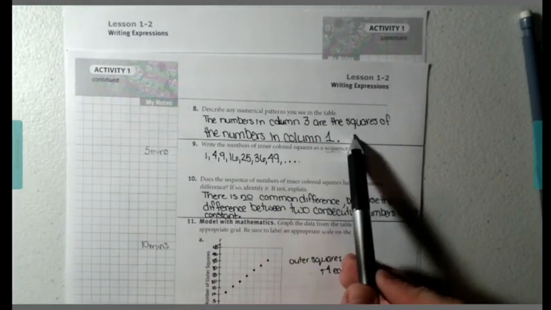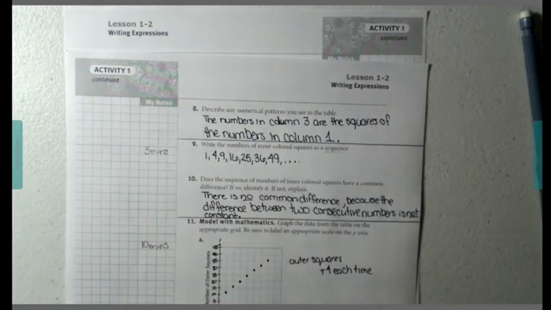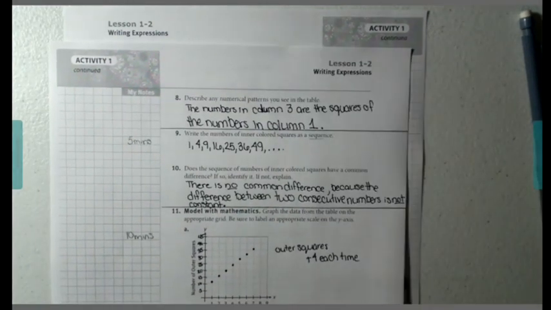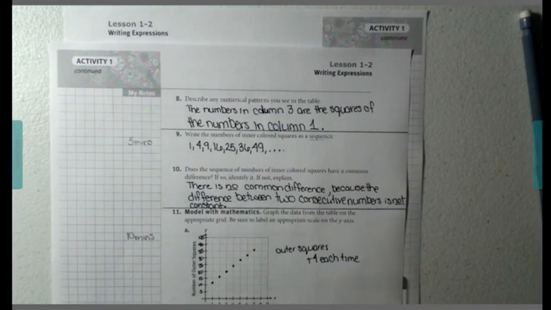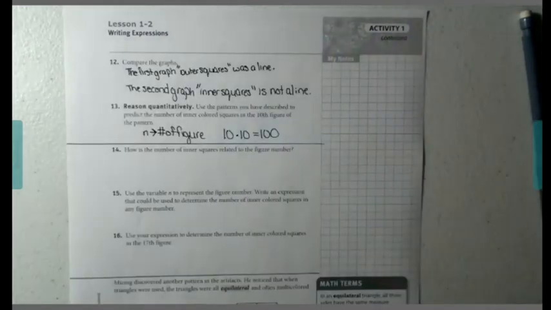Oh, the same pattern we determined in 8, where we said the numbers in column 3 were the square of the numbers in column 1. If you saw another pattern, you could have used that as well. It should have still come up to the answer of 100 there. All right, on to your debriefing question.